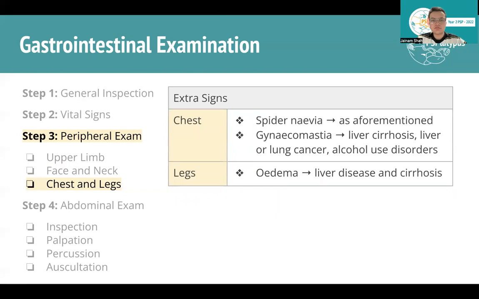And then in the legs, you've got edema, which of course could be a sign of some sort of heart failure. But in terms of the gastrointestinal system, it can be a sign of liver disease or liver cirrhosis because of the lack of proteins in your blood. So all that fluid doesn't really stay in the bloodstream, and it tends to extravasate out into the tissue.